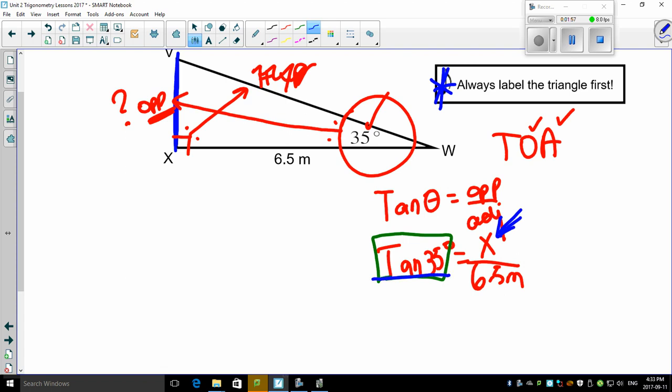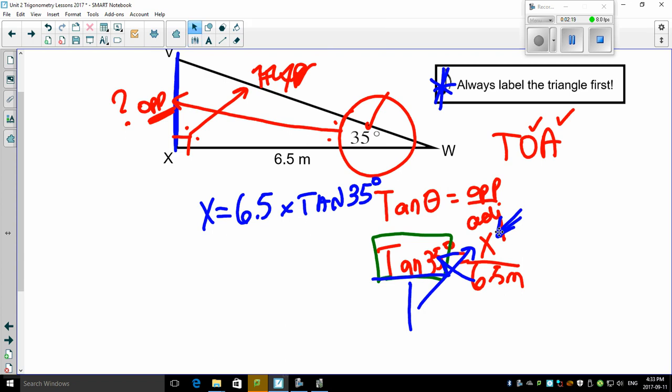So what you can do here to solve for x is something I love to do, which is called cross multiply. You're going to take this 6.5 and multiply it by your tan 35, and that's going to give you 1 times x, which is x, equals 6.5 times tan of 35. And let me show you something really cool.